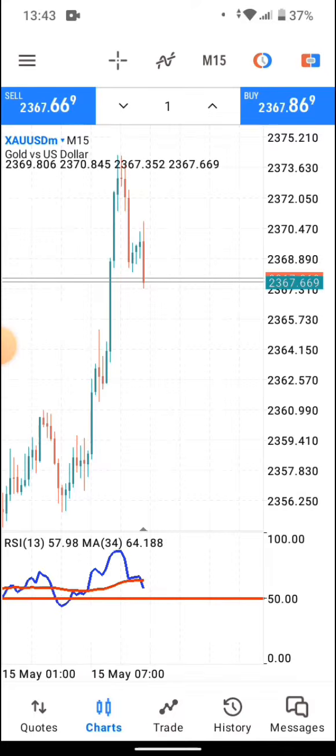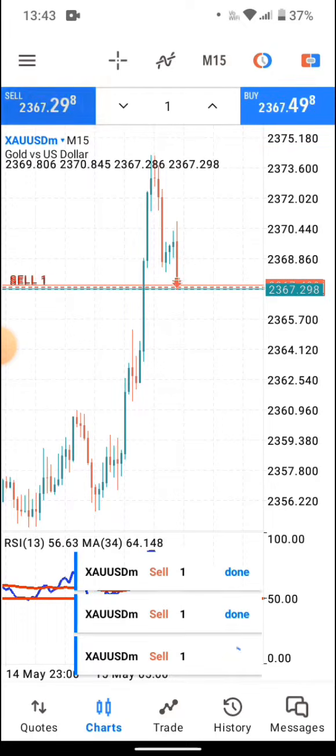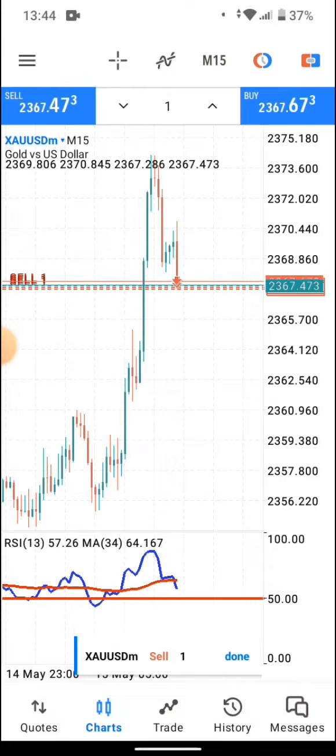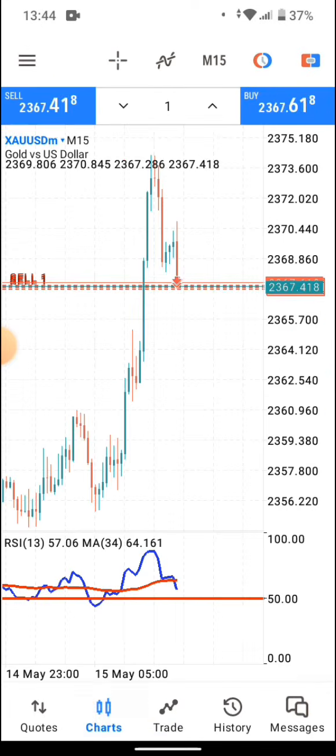So I saw an entry for Zao. You are seeing a crossover. Let me just enter and I'll try to explain first. So I've entered four sell trades.